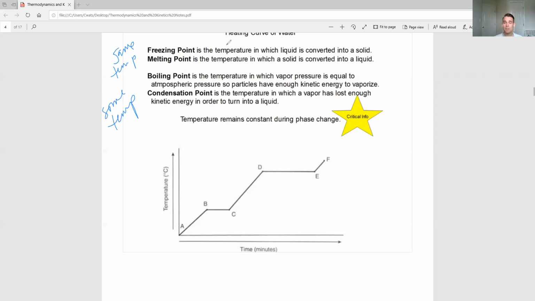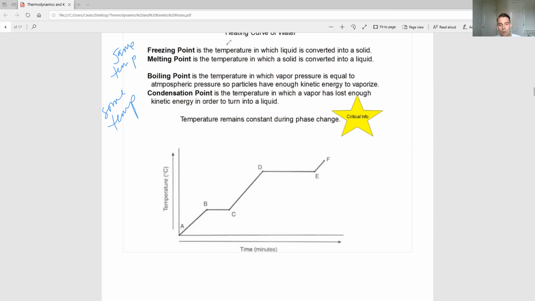And again, it all has to do with whether energy is going in or coming out. If energy is going in, it's melting. If energy is going in, it's boiling. If energy is coming out, it's freezing. If energy is coming out, it's condensing. So just keep in mind that those things occur at the same temperature.